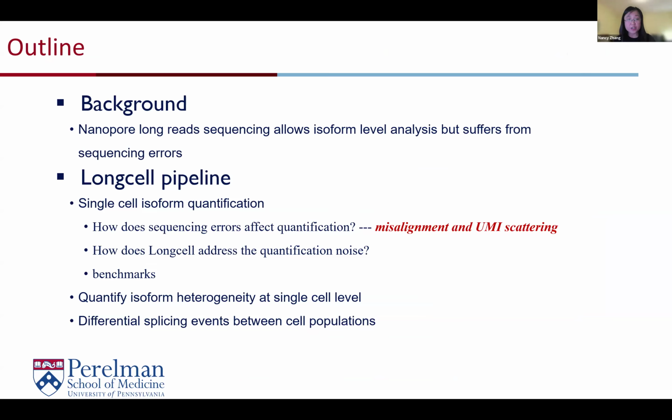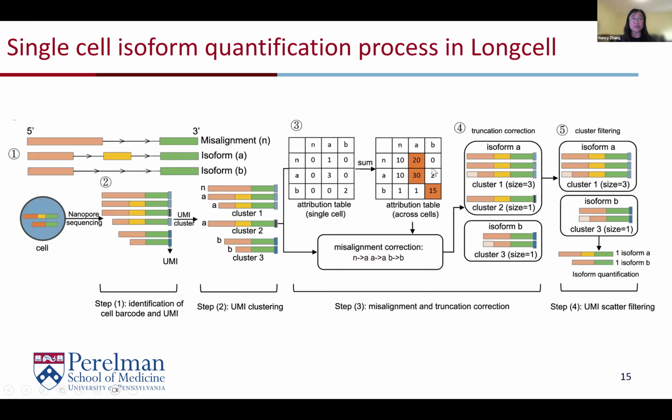So I just showed you how sequencing error affects quantification, mainly in 2 ways. One is misalignment due to low quality sequences, and the other is UMI scattering, which is the effect that when there are errors in the UMI, it leads to an over quantification of the gene expression. With that said, I'm going to show you the entire pipeline of LongCell, the tool that Yuntian developed to deal with these 2 issues. It's a long pipeline, so I'm going to describe it to you in parts, okay?